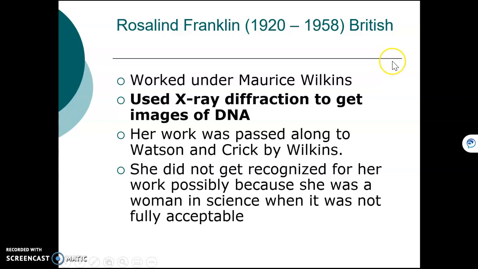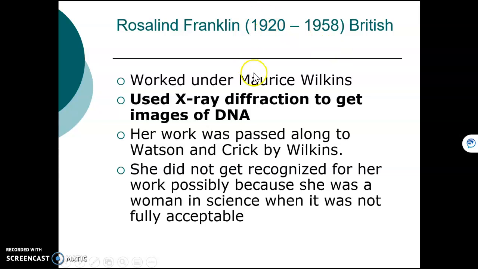Then we got Rosalind Franklin. Rosalind Franklin's kind of a sad story. As you can look at the years she was alive, she was fairly young when she died. She was only 38. And Rosalind Franklin was a woman with a PhD in the 1950s. In the 1950s, most women were still working in the home. So the fact that she was brilliant and had a high-profile job at a university, you can imagine that in the 1950s, many of her male coworkers frowned on that.